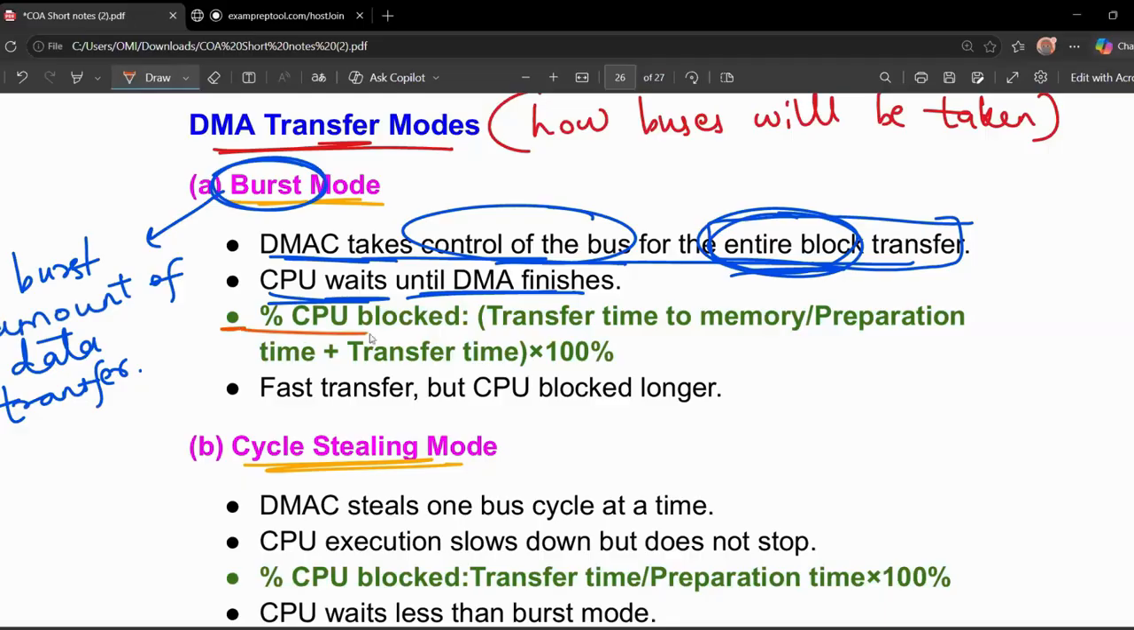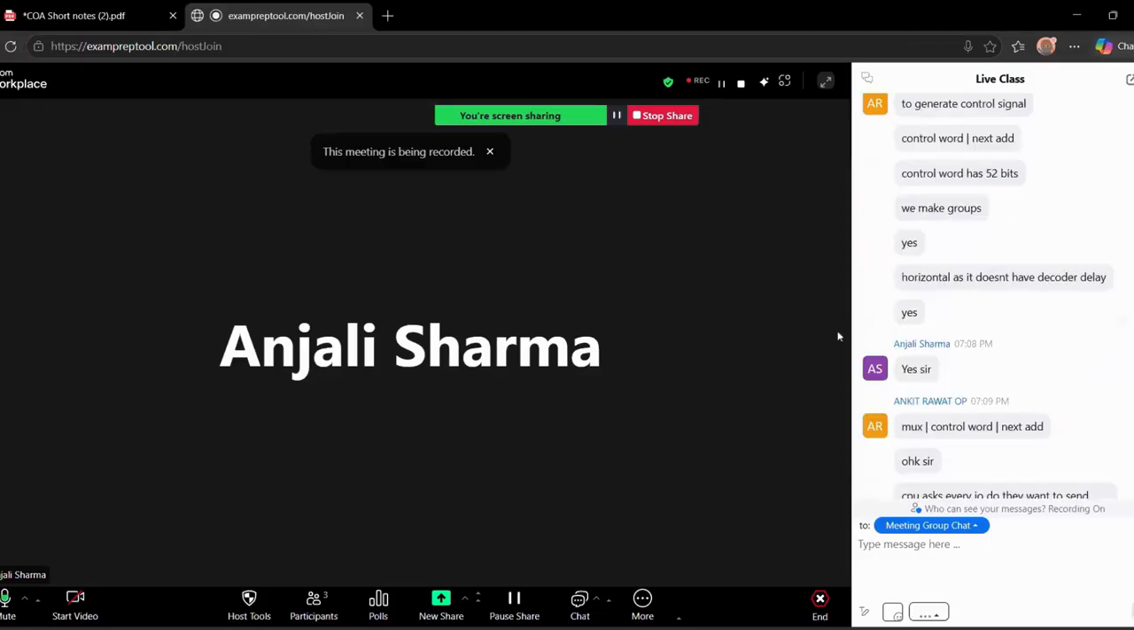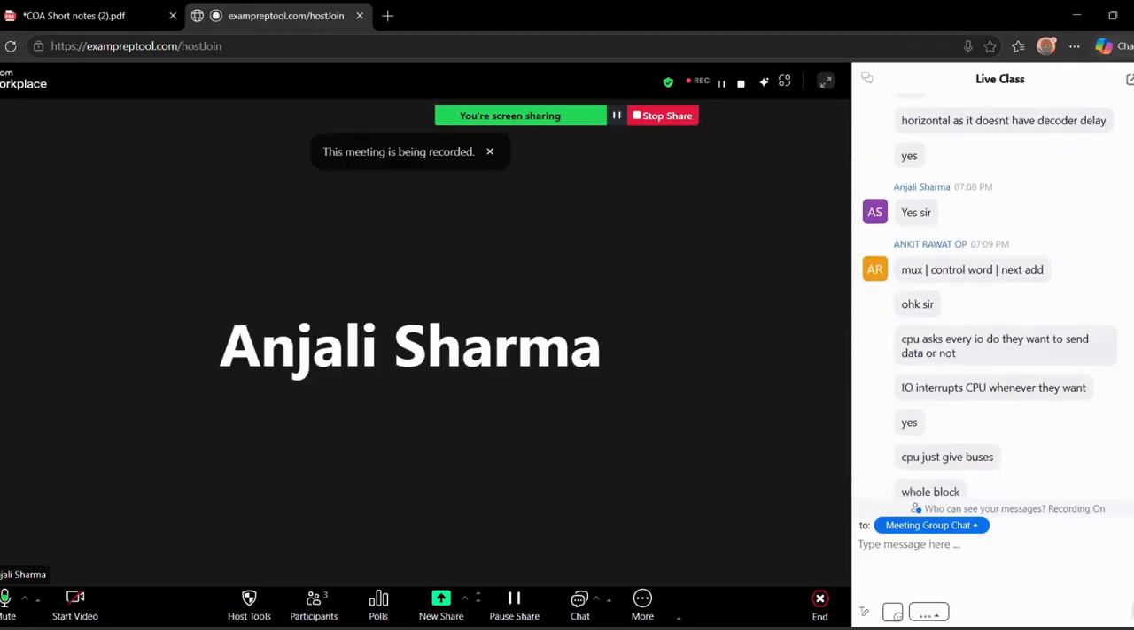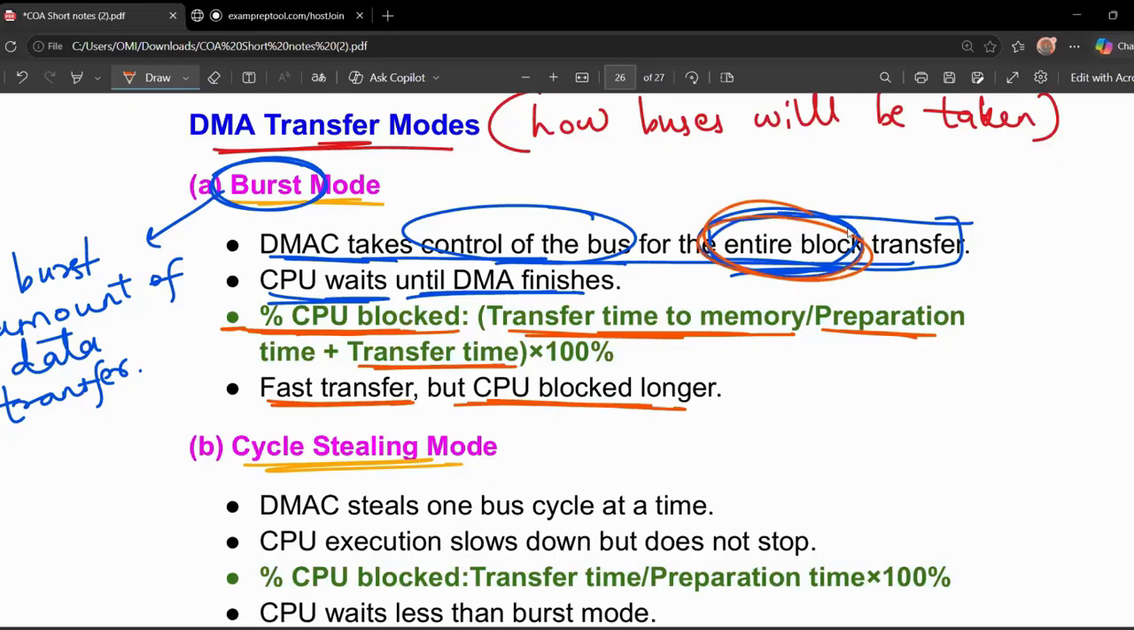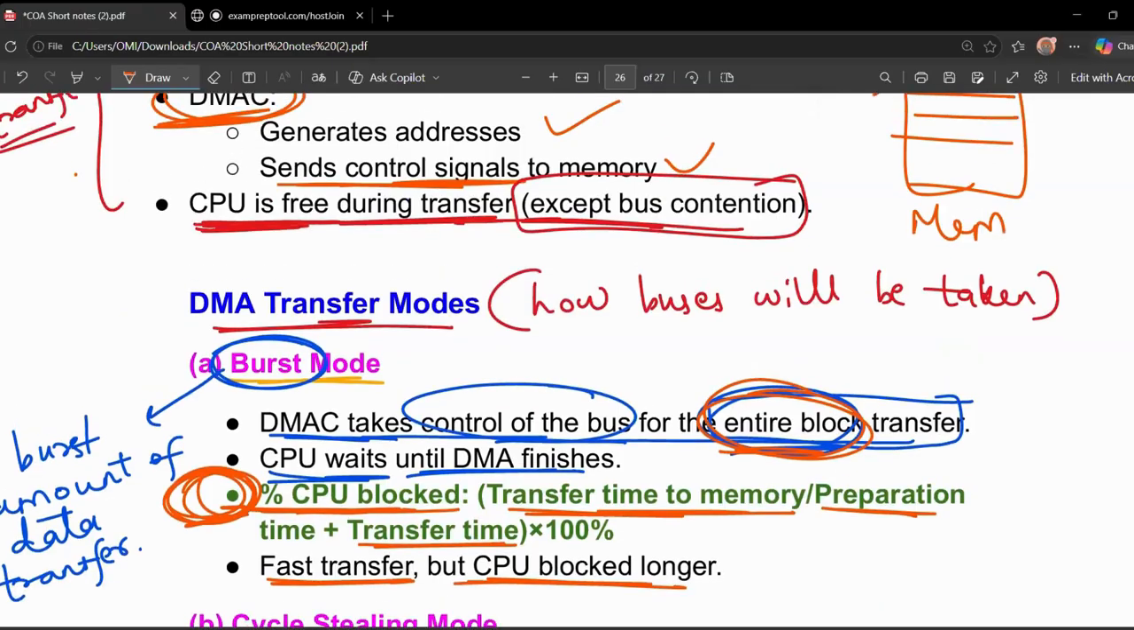Now what is the percentage of time the CPU will be blocked? That will be transfer time to memory, divided by preparation time plus transfer time, times 100%. Here it is a fast transfer, but the CPU will be blocked for longer, because the entire block has to be transferred. Please take care of this formula: the percentage of time the CPU will be blocked in burst mode.